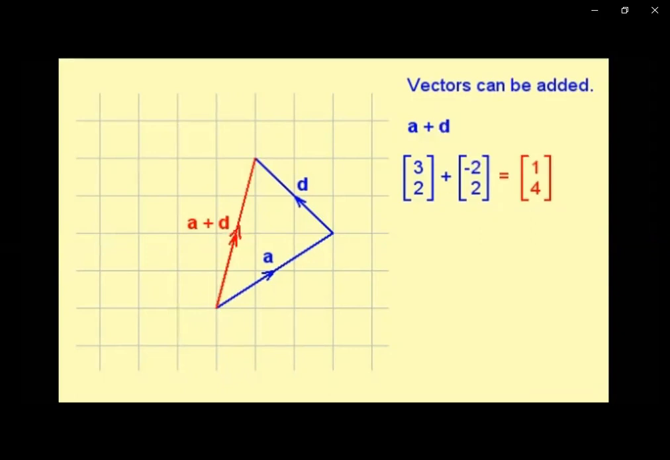If I use the column vectors, I have 3, 2 plus -2, 2. Adding these two, 3 plus -2 gives me 1, and adding these two, 2 plus 2 gives me 4. So my resultant vector is 1, 4, and we can see that this is the same as the resultant vector on the diagram, 1, 4.